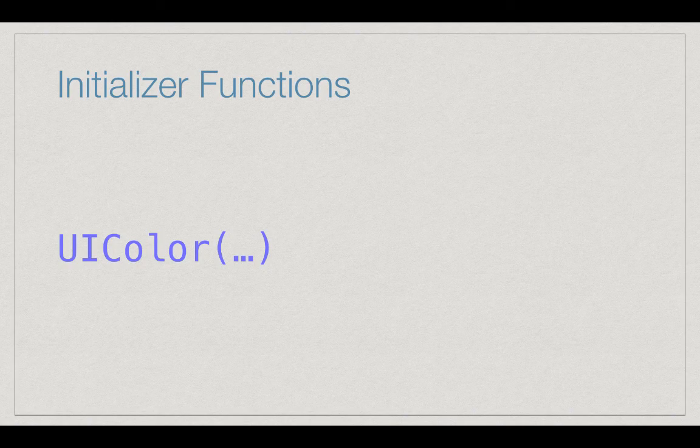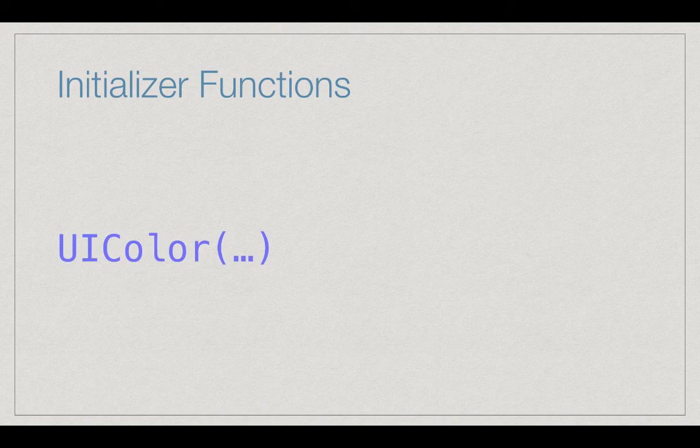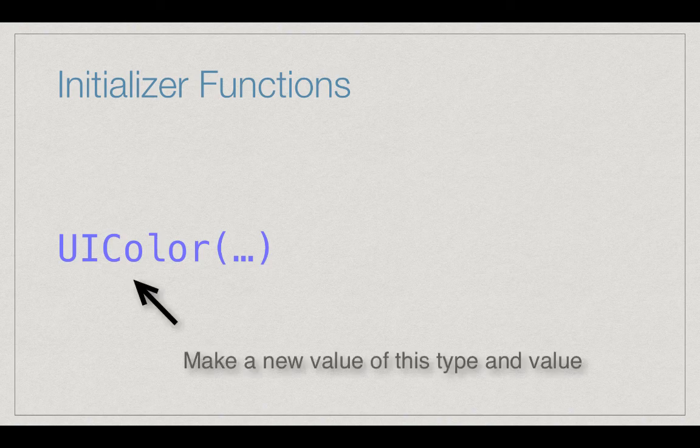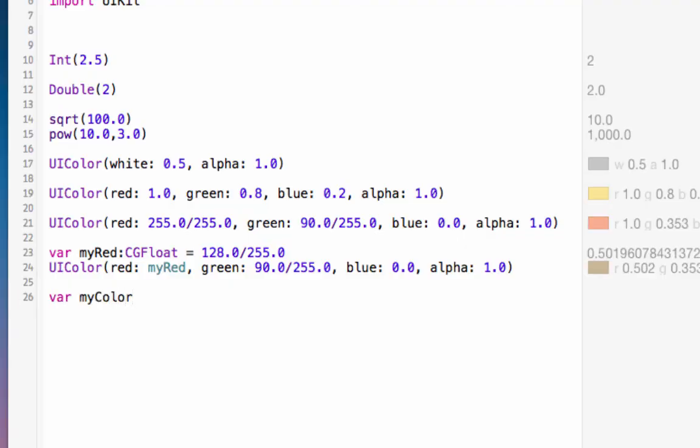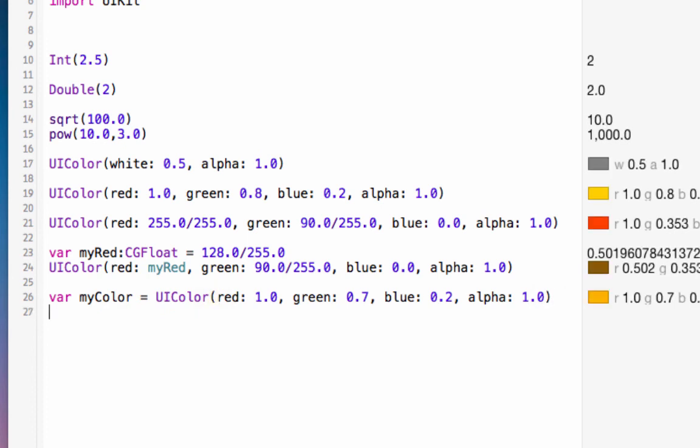You might have noticed we broke the rule about a lowercase letter for an identifier in a lot of these functions, such as int or double, though square root and power are both lowercase. The ones with capital letters are all special functions called initializers. They set the initial value of a type. Usually we assign them like this. We can then use mycolor later in our program.